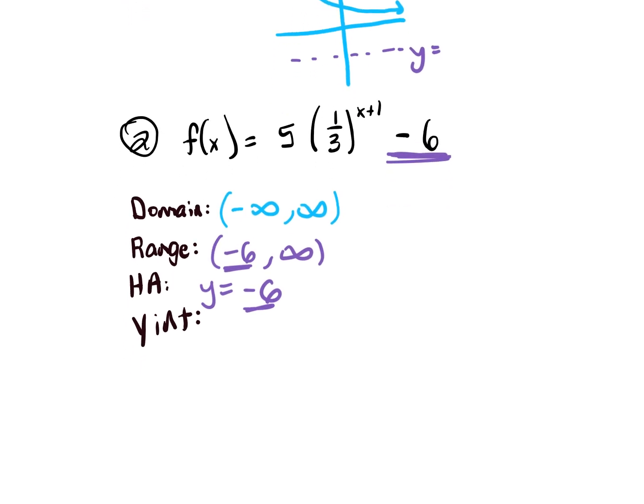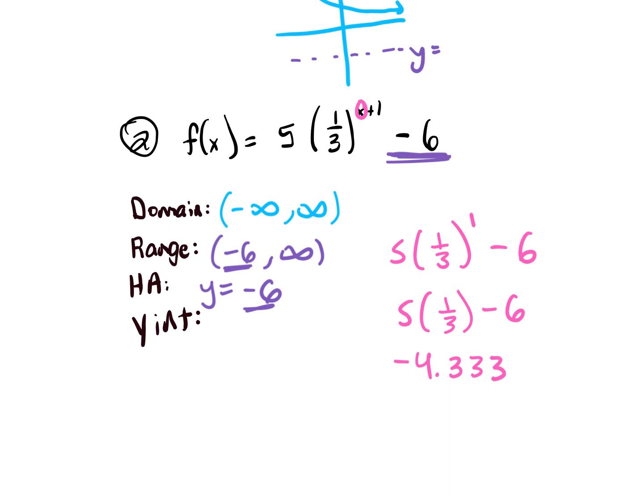And then how do we find the y-intercept? Plug 0 into x. So I have 5 times 1/3 to the power of 0 plus 1, which would just be 1, minus 6. So this would actually be 5 times 1/3 minus 6, because 1/3 to the power of 1 is still 1/3. So 5 times 1/3 would be 1.66 repeating, minus 6 would be negative 4.333 repeating. So our y would be 0, comma, negative 4.333 repeating.